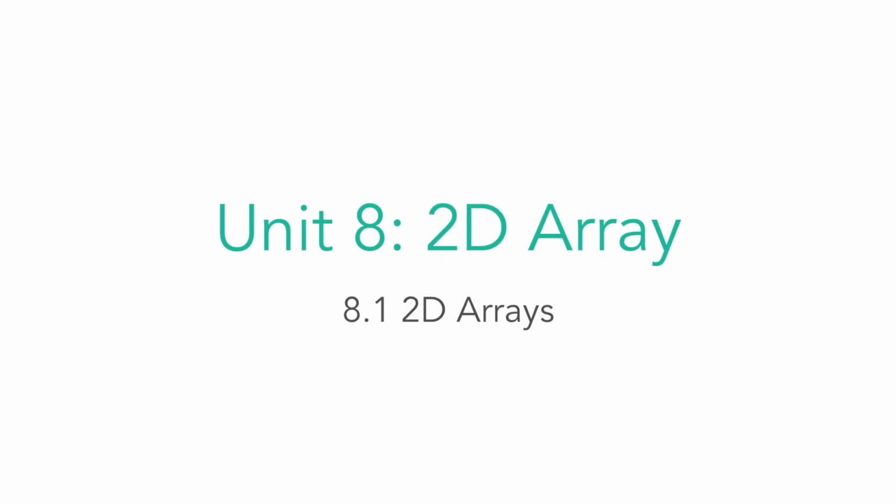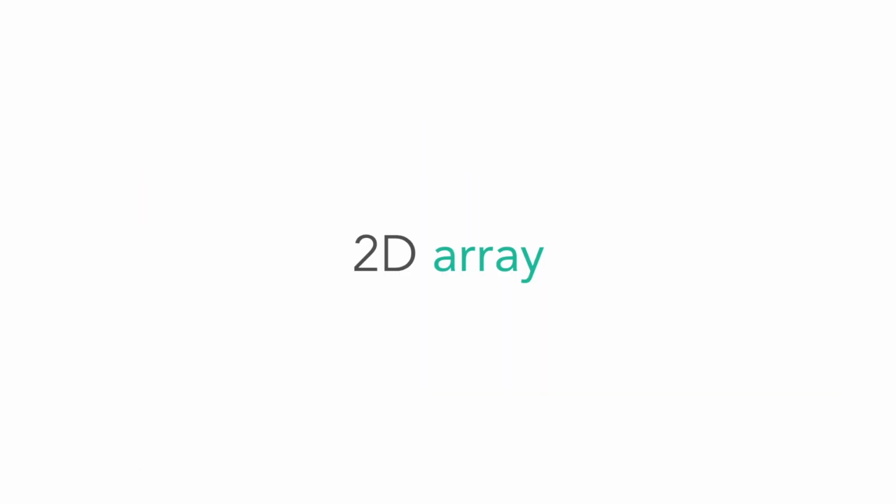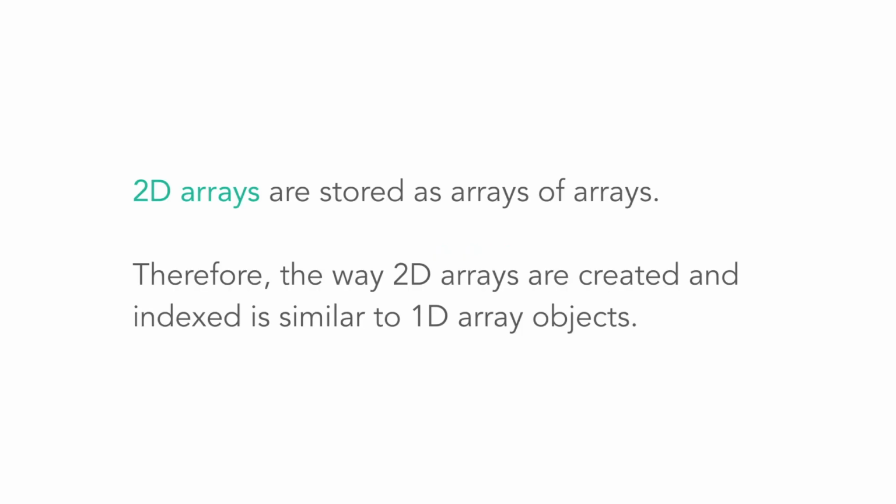Topic 8.1, 2D Arrays. In this lesson, we will cover how data can be stored in a 2D array. It is important to note that this data structure is called a 2D array and not a 2D array list. This means that you should notice many similarities between an array and a 2D array. 2D arrays are stored as arrays of arrays.